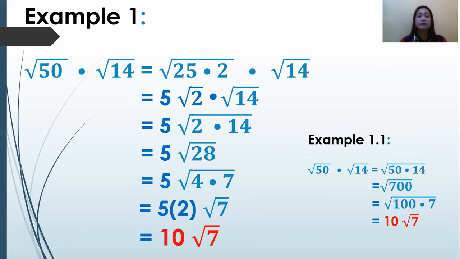14. So the square root of 25 times 2 is equal to 5 times the square root of 2. Then you can multiply 2 times 14, which is equal to 28. By this time, 28 has two factors where one is a perfect square, which is 4 times 7. Bring out the square root of 4, which is equal to 2. So 5 times 2 is equal to 10 times the square root of 7. So it is the same.